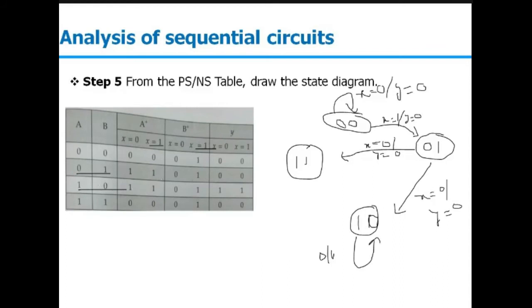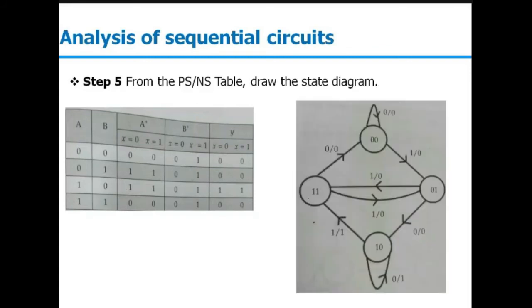You are in the 1 0 state. X is 1, you are going to 1 1. So x is 1, output is also 1. So this is representing the x, and this is representing the y. Now you are in the 1 1 state. So when x is 0, you are going to 0 0 and output is 0. When x is 1, you are going back to 0 1. So this is when output is 0, input is 1. So this is how we will be drawing the state diagram from this table.